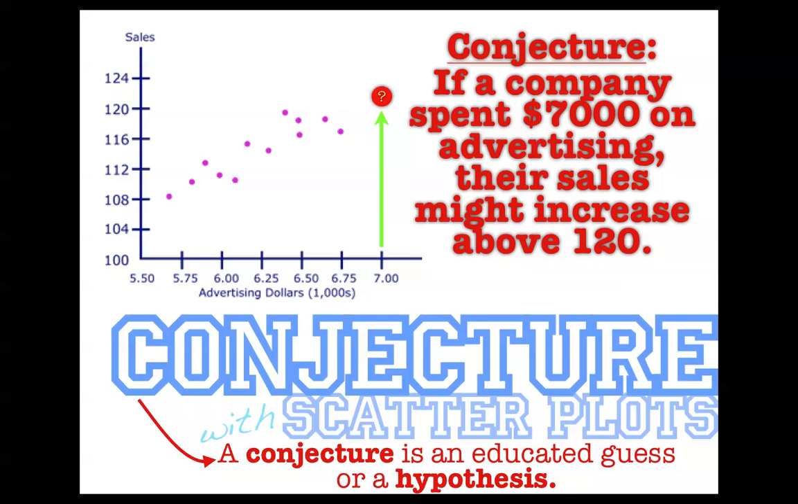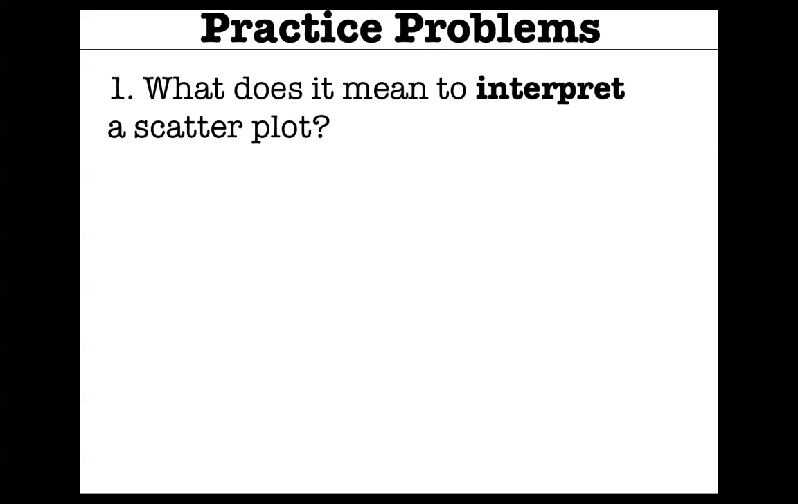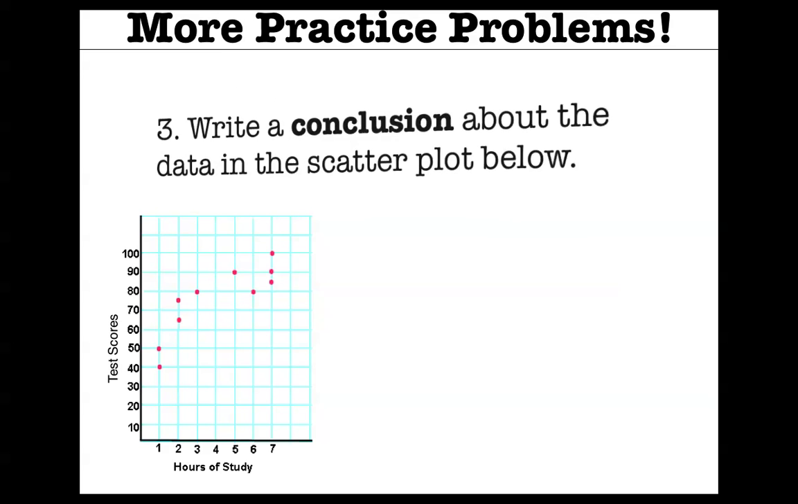This is going to be a short video, but I do have a few practice problems for you to do. First, what does it mean to interpret a scatter plot? Just rewind this video a minute or two and you'll find that answer pretty quick. Second, what is a conjecture? Again, you can find that out pretty quick. So maybe pause the video right now, jot down your answers to those two quick questions. And then wait, I've got more practice problems like this.